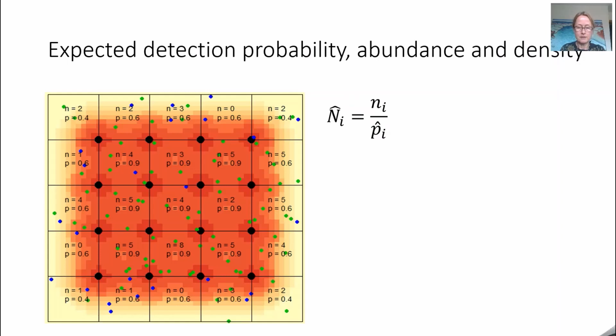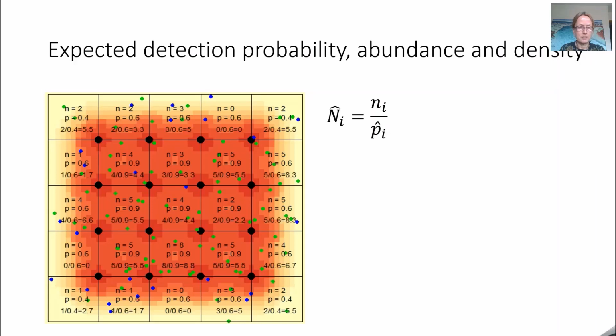So let's have a look at the individual regions. We know little n for each region, and we know the average detection probability in each region. And from that, we can calculate what the capital Ni's are in the individual regions.